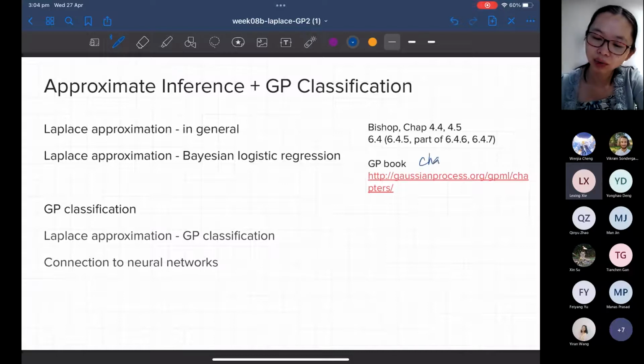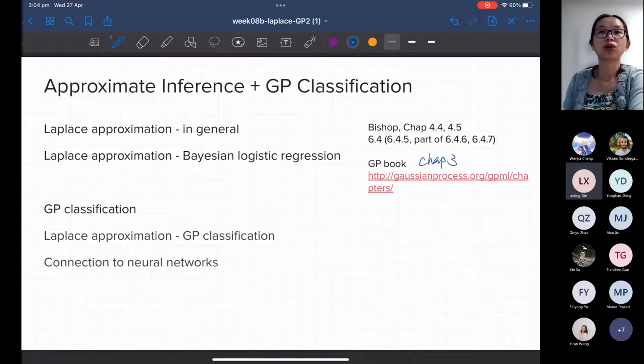So a note: we wouldn't be explicitly referring to the Gaussian process book this time, but the corresponding content is in the front part of chapter 3.